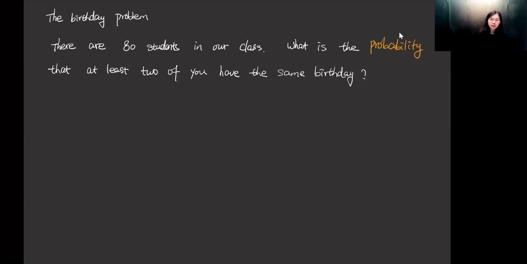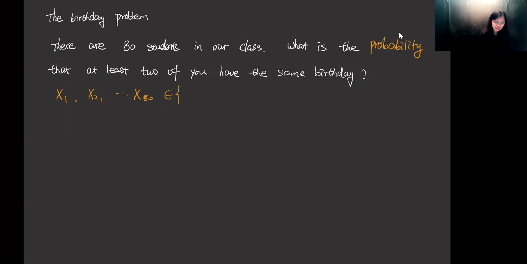So in order to do the calculation, we first represent this in a mathematical way. There are 80 of you. Let's say the birthday of each of you is represented by a random variable, say x1, x2, to x80. These are the 80 birthdays of the 80 students in our class. And let's ignore February 29th. Let's suppose that nobody has birthday February 29th.